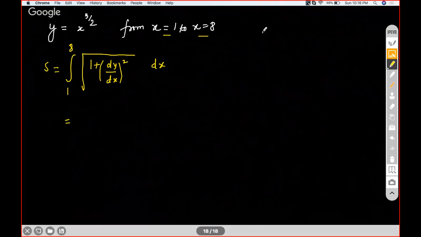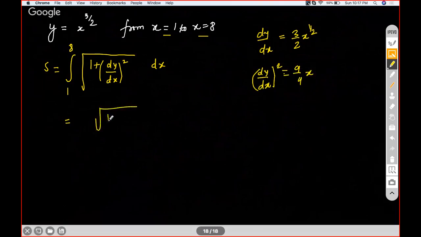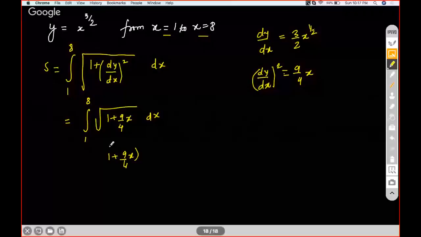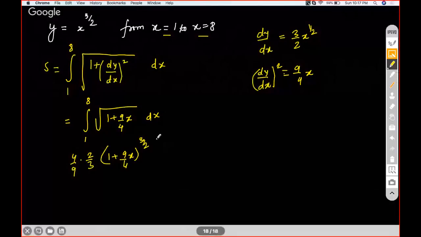So y is this. What is dy/dx? dy/dx is 3/2 root x. So (dy/dx)² will be what? 9/4 x. So you have to integrate 1 plus 9x/4. So this is reverse chain rule. So this is 1 by (1 plus 9/4 x) to the power 3/2, divided by 3/2, divided by 9/4. So it's 8/27.